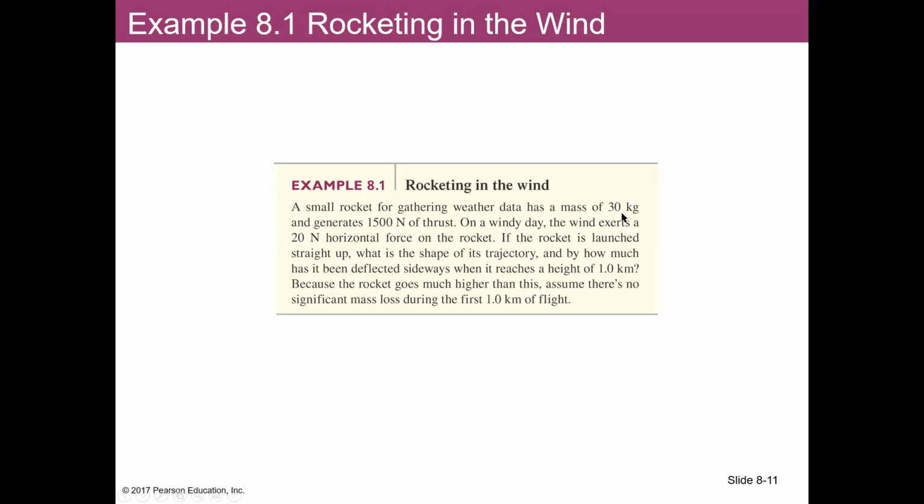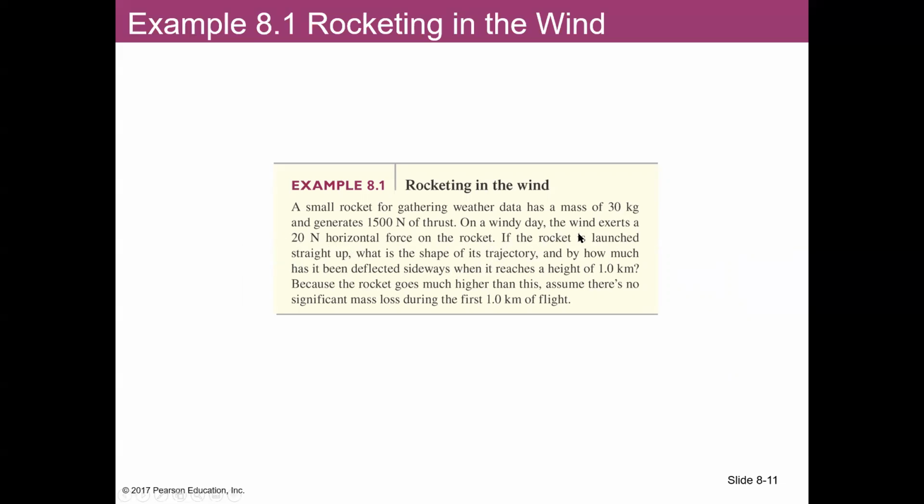But for folks that are continuing, we got a rocket with a mass of 30 kilograms that generates 150 newtons of thrust. Now, on a windy day, here's the key sentence: the wind exerts a 20 Newton horizontal force on the rocket. Now, how would you figure out that force?